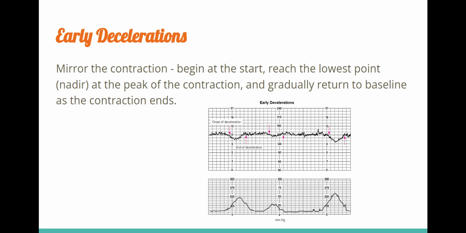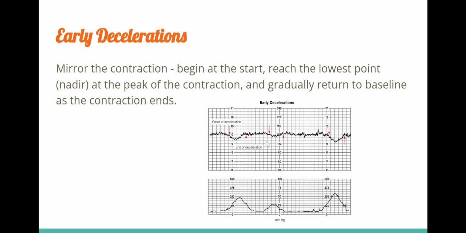Earlies. We are on earlies now. Earlies aren't bad. Earlies mirror the contraction. So see, here's the contraction starting right about here. If we drew a straight line up, we would see that's when fetal heart rate starts to descend from the baseline. Now we go to the lowest point, the nadir, and we go straight down that line. And look, we're at the peak of the contraction. Now let's go to the end of the decel. And if we line it up, our contraction is over. Okay, it mirrors the contraction, just like that.